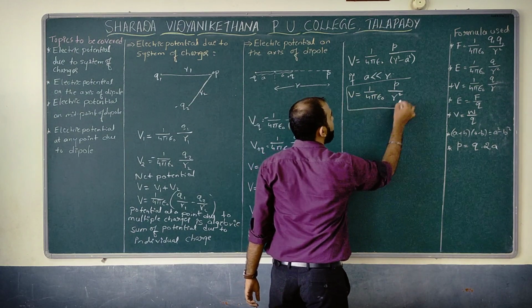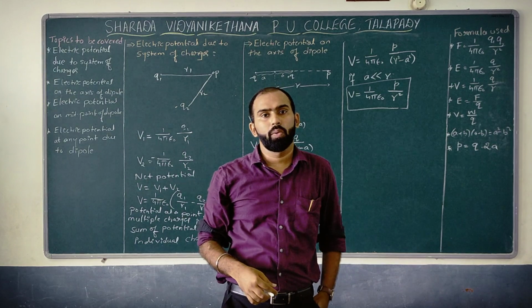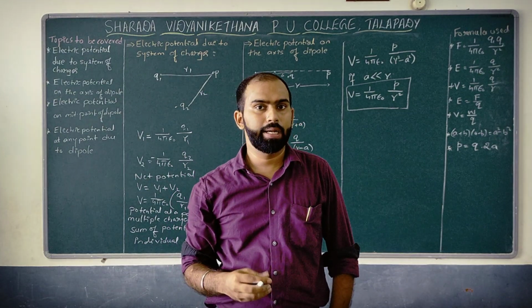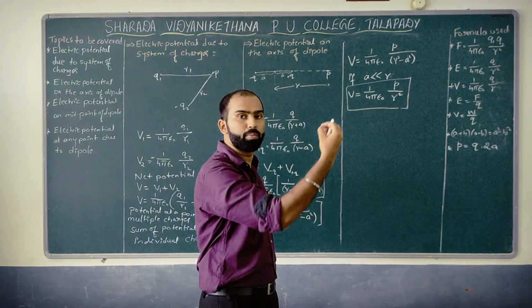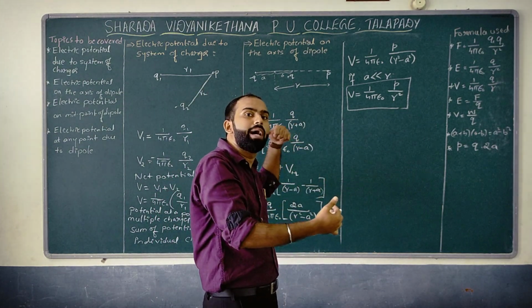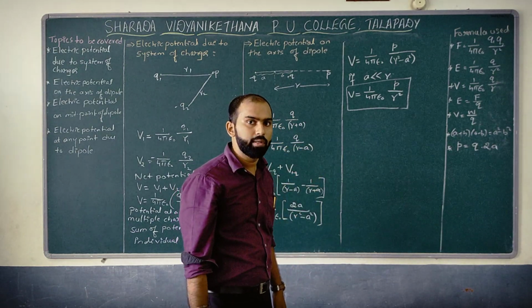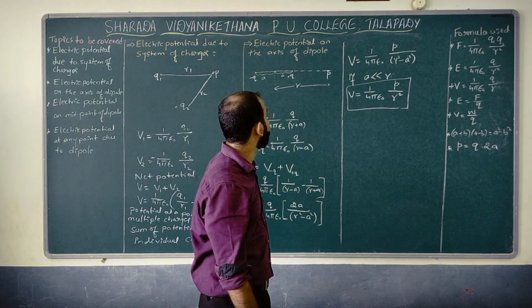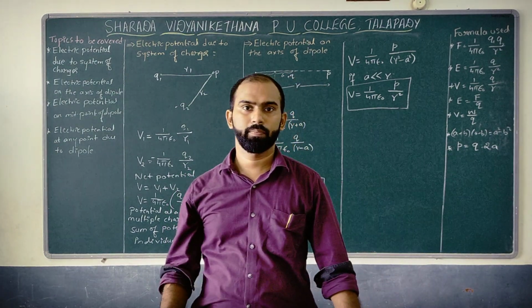So what is the final formula I can expect? That is nothing but 1 by 4 pi epsilon naught p by r square, where p deals with what? Electric dipole moment. r deals with what? Distance between the point P where you are supposed to measure electric potential with respect to the charge, which we have kept under the region of electric field. Got it? This is exactly what we are supposed to deal with in terms of electrostatic potential on the axis.